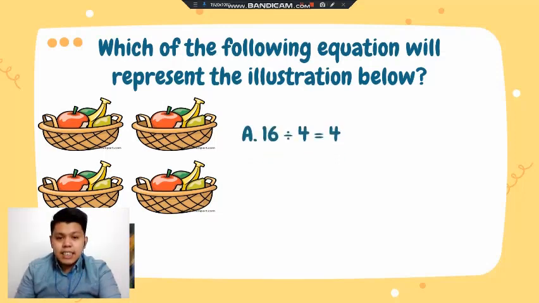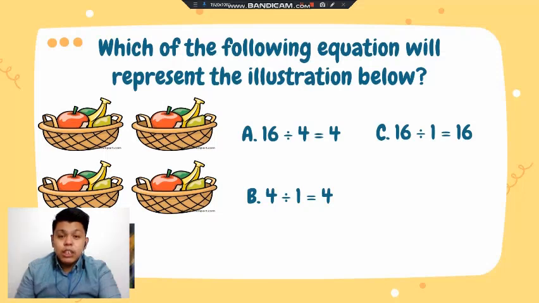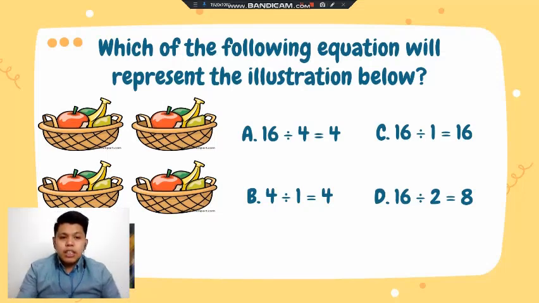Is it A, 16 divided by 4 is equal to 4? B, 4 divided by 1 is equal to 4. C, 16 divided by 1 is equal to 16, or D, 16 divided by 2 is equal to 8. So I will give you 1 minute to solve. Your 1 minute starts now.